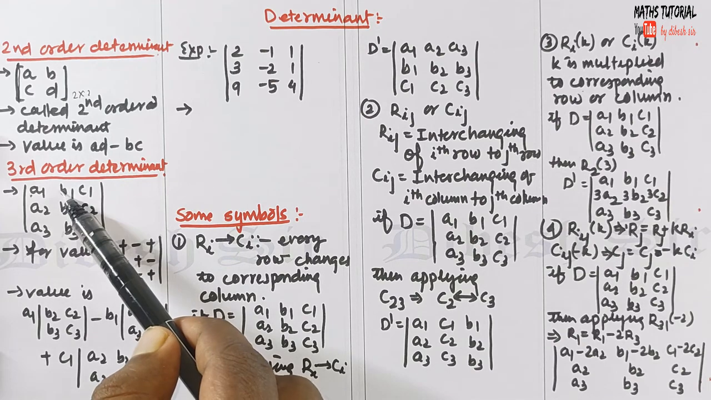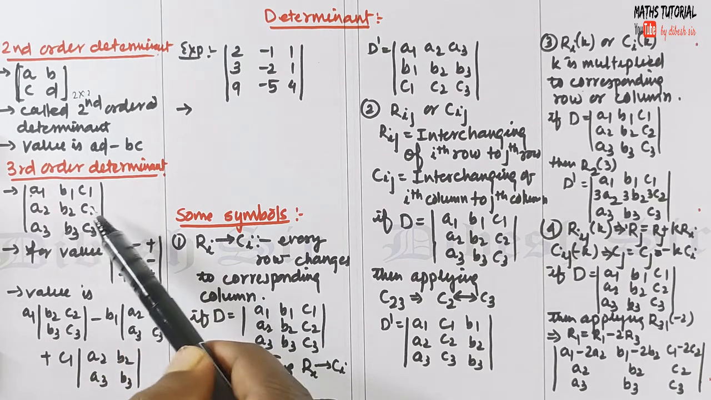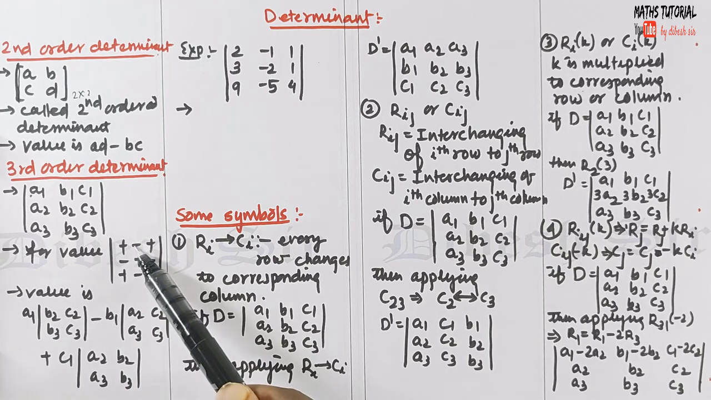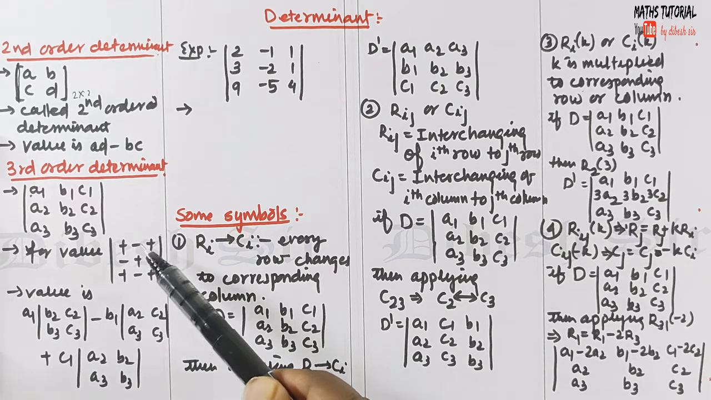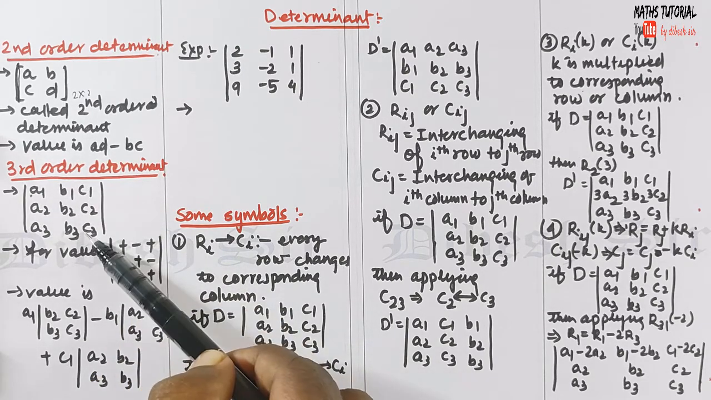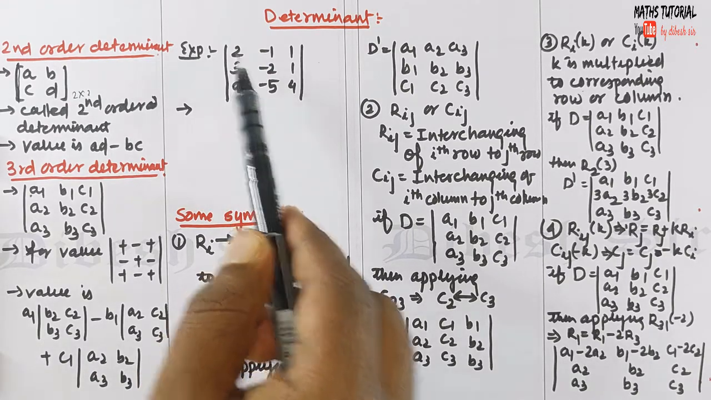Next, minus B1, close the corresponding row and column, you'll get A2 C2 A3 C3. Remember this is minus because here it is minus. Now plus C1, close corresponding row and column, you'll get A2 B2 A3 B3. Now this is 2 cross 2 determinant, so multiply. So answer is product of principal diagonal minus secondary diagonal. Let's do an example.